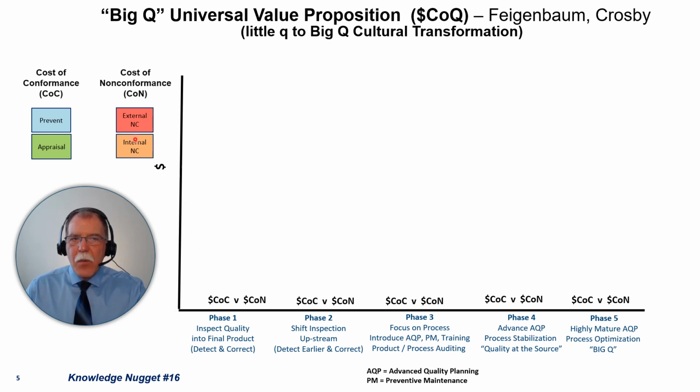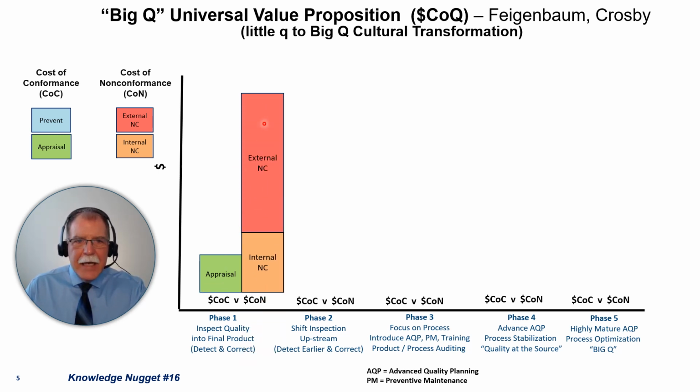So let's take a look at what these costs look like as I transform from little q quality in phase 1 here to big Q quality in phase 5. In phase 1, very little q quality, all I have is final inspection. So that is appraisal, and I really believe I can inspect quality into my product or service. As a result, I deal with a lot of nonconformance costs, external nonconformance costs, escapes going to the customer, and internal nonconformance costs within my organization.